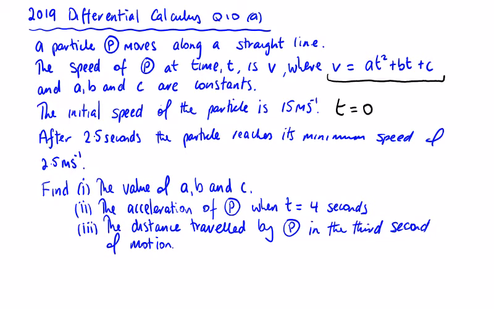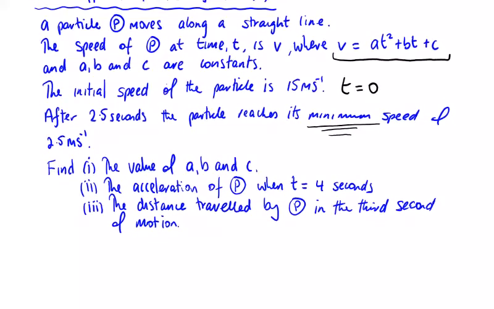That's the initial speed, at t equal to 0. After 2.5 seconds, the particle reaches its minimum speed of 2.5 meters per second. So all these keywords within this question matter. Find the value of a, b, and c. Okay, we'll do that first.